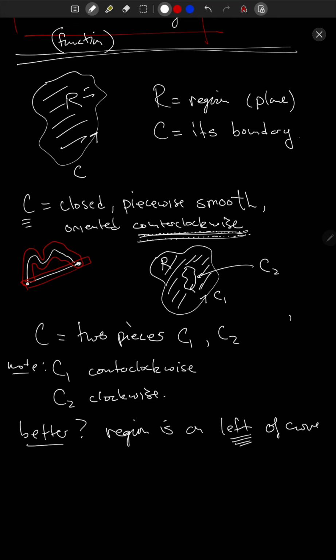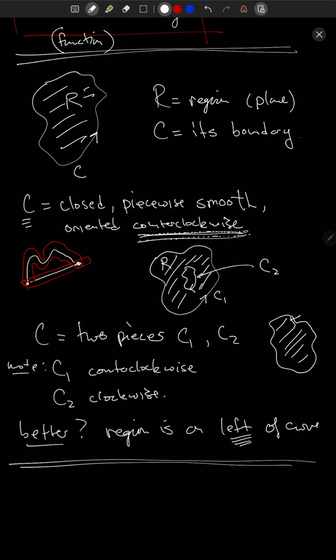What I mean by that is if you're driving along this curve, thinking of it as a road, the region is on your left as opposed to your right. So you can see that that's the case for both C1 and for C2. I'm still just going to say oriented counterclockwise because, again, everybody knows what you mean.